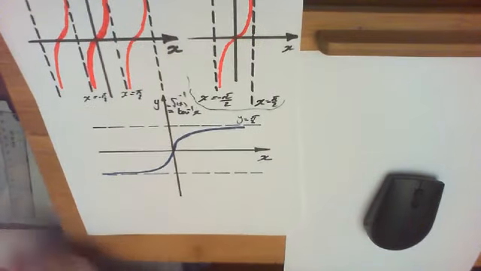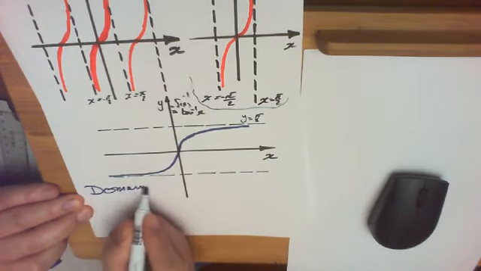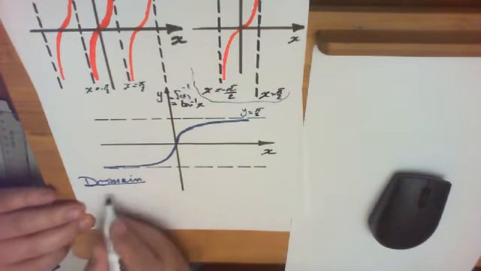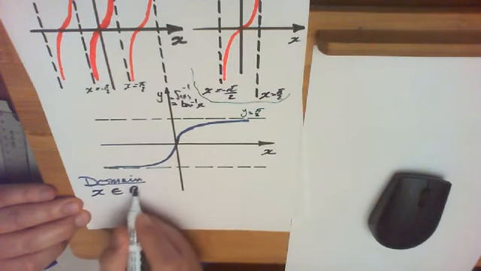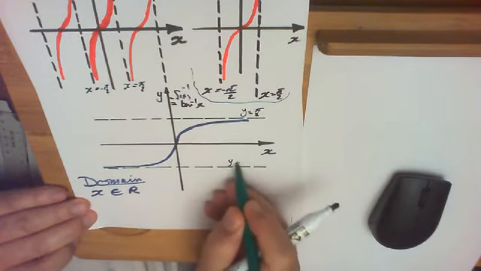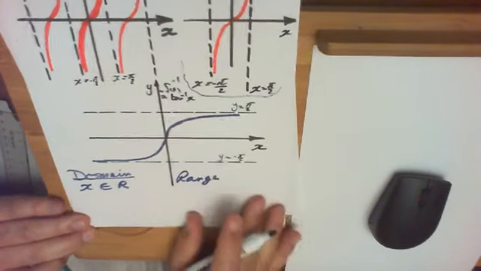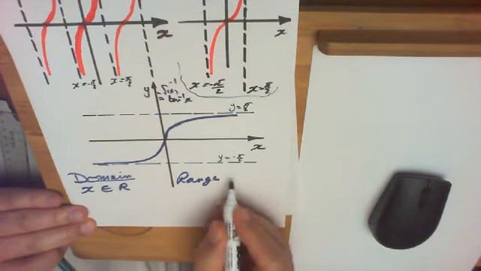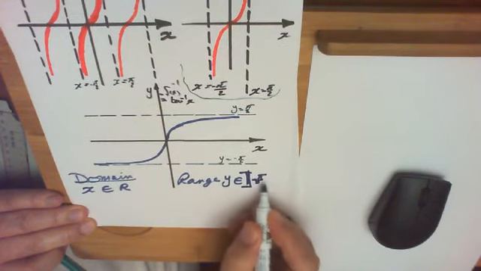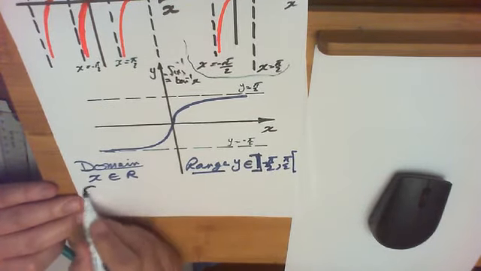Now, as you see, this function is tan minus 1. Its domain: x belongs to R. This y equals pi by 2. This y equals minus pi by 2. Its range: y belongs to the open interval from minus pi by 2 to pi by 2. Symmetry: odd symmetry.